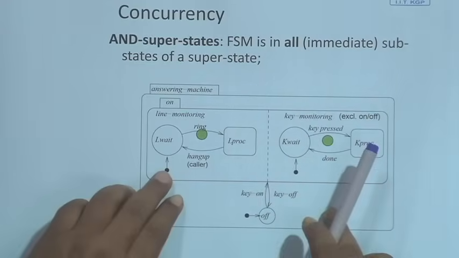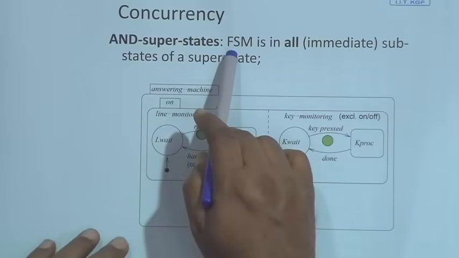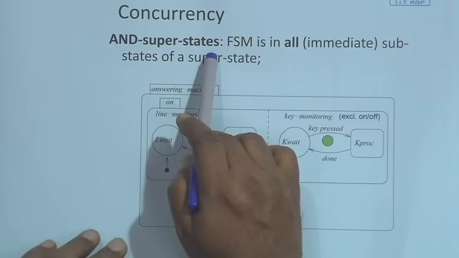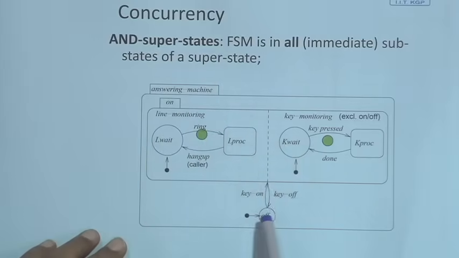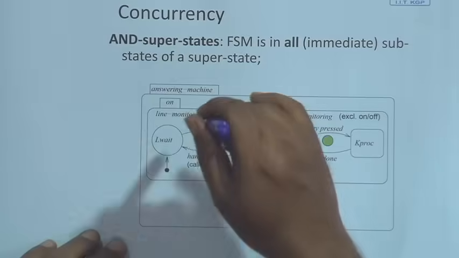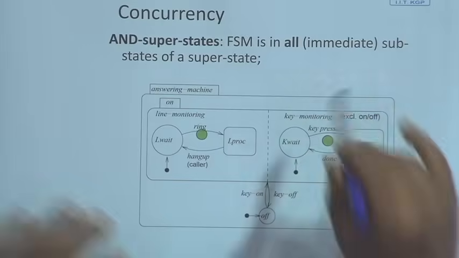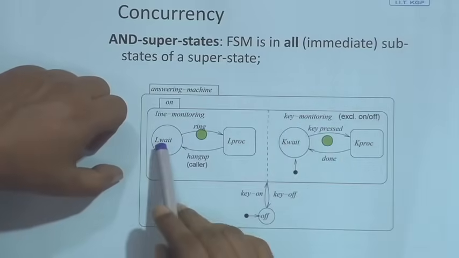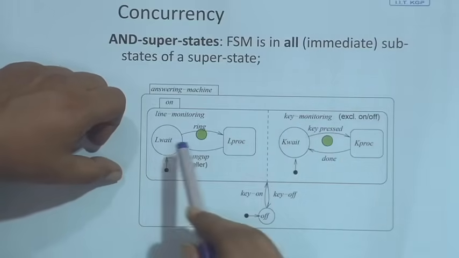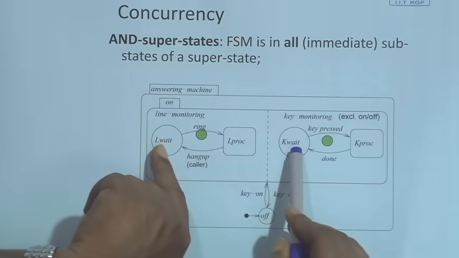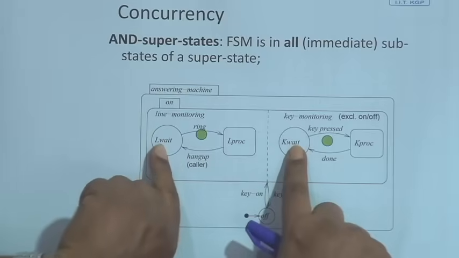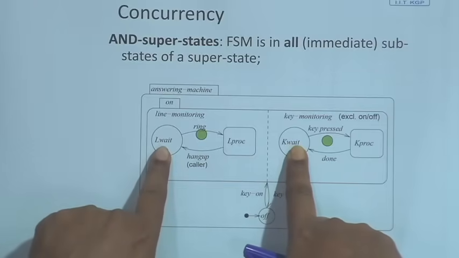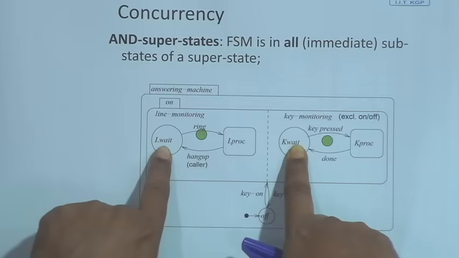Now, this is known as AND superstate. Why is this known as the AND superstate? It is known as the AND superstate because when I enter ON state, I am simultaneously in line monitoring and in key monitoring, both of them are active. So, the FSM is in all immediate substates of the superstate. It may be that it is in L wait, it is in K wait, fine. Say, look at my fingers, I am right now in L wait and in K wait, but that means I am in line monitoring as well as in key monitoring, both of them.